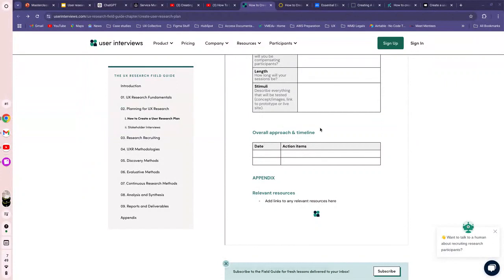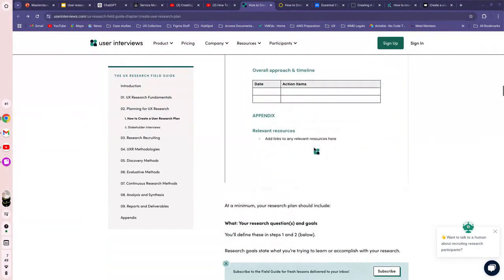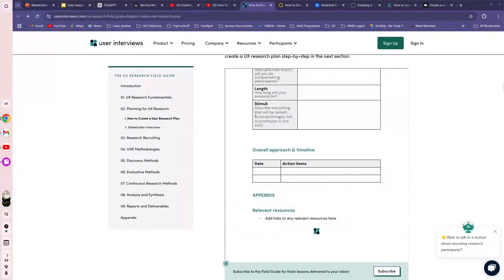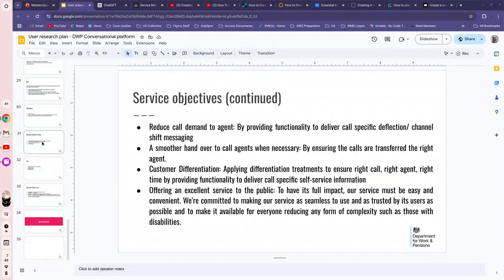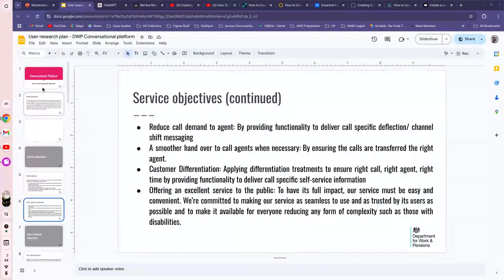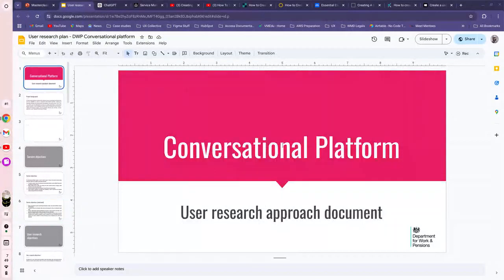And then it also describes the overall approach, the timeline that you should have. Let me show you an example of one I've done in the past as well. And then we can have a conversation about these other links I shared. So this is a long one, but I'll just show you the very top level. A long time ago, this was a project for the Department for Work and Pensions, for example. Don't worry, it's an old project, so I don't even think the project is still live.